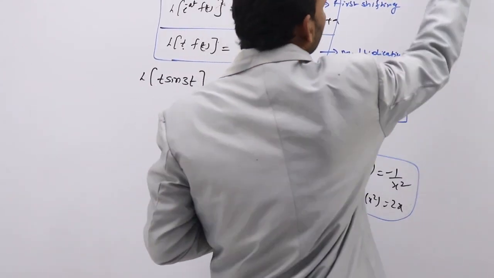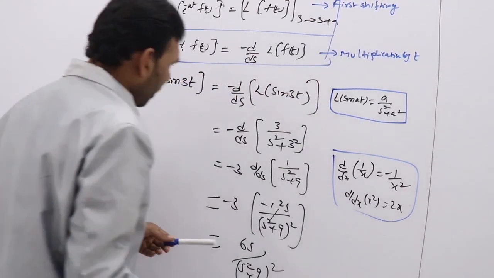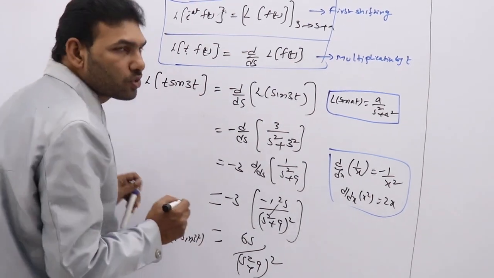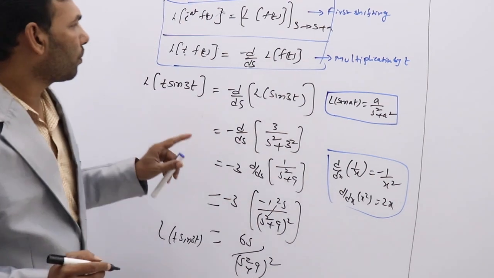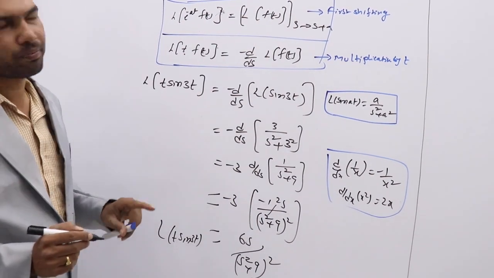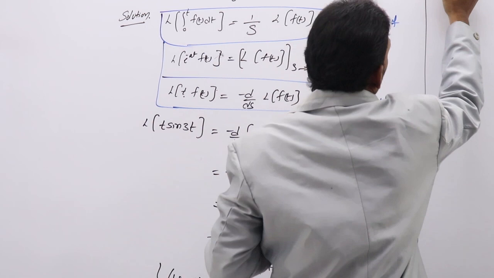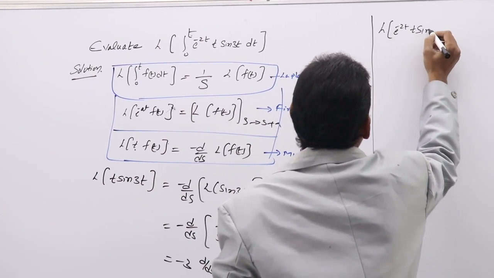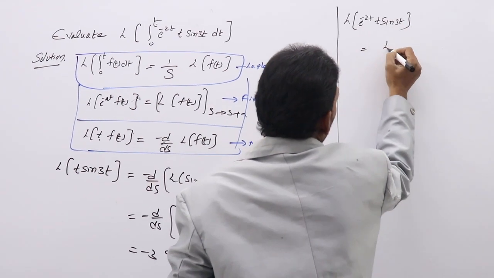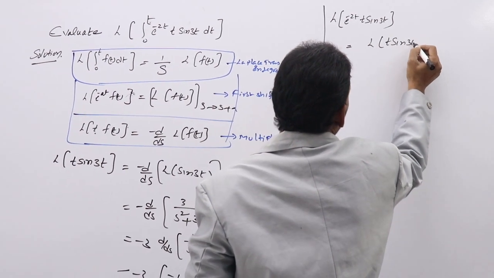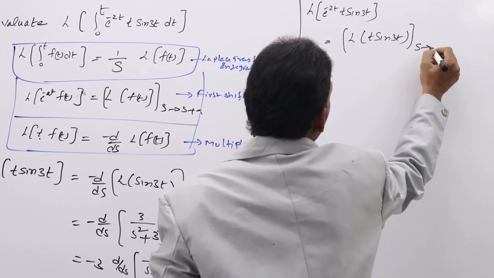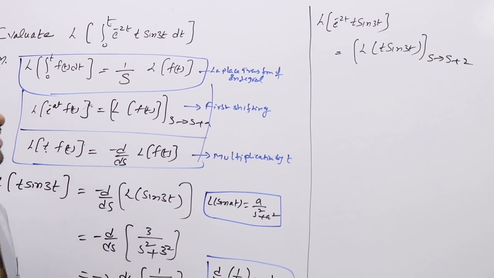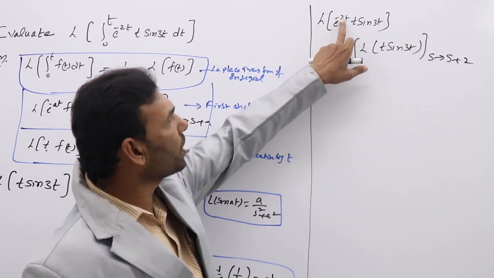Now, multiplication by t principle is over. Now, we need to apply first shifting theorem. So that is this one. L of e power minus 2t into t sin 3t. That means in L of t sin 3t, replace s by s plus 2. Write s plus 2 in the place of s because you are having minus 2 here.